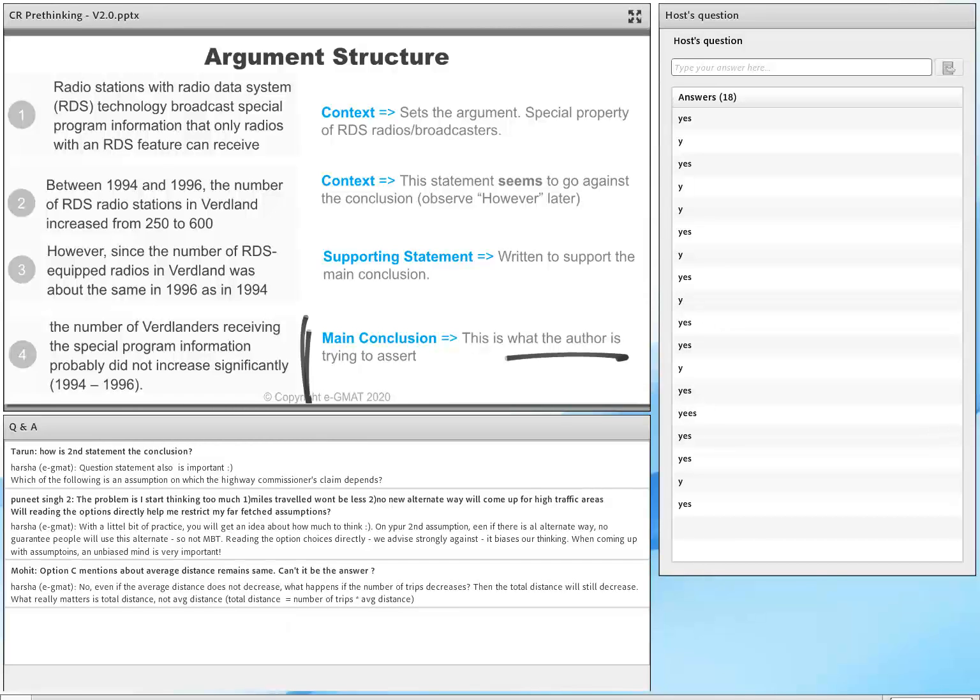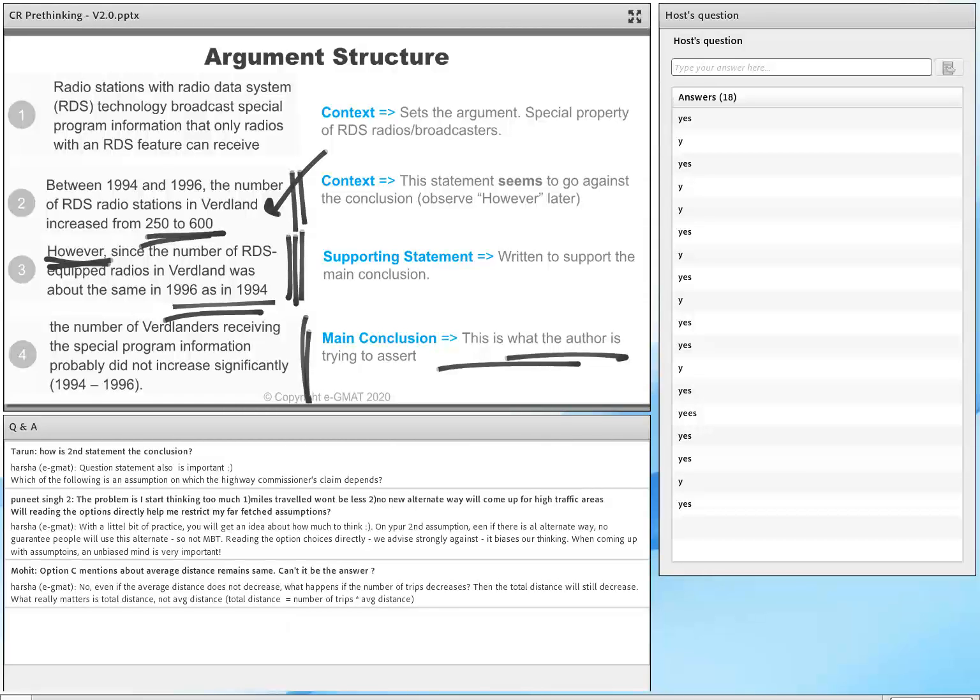The main conclusion says the number of people receiving this information remains the same. Why does this happen? Because the number of receiving radios, which is radios that people have, remain the same in 94 and 96, but the number of transmitting stations actually goes up. They increase from 250 to 600. So there are two opposing things over here and there. Why? Because from the context, this is an increase in number, and this is a constant, and then they're connected. You can see from a structure standpoint, they're connected by however.